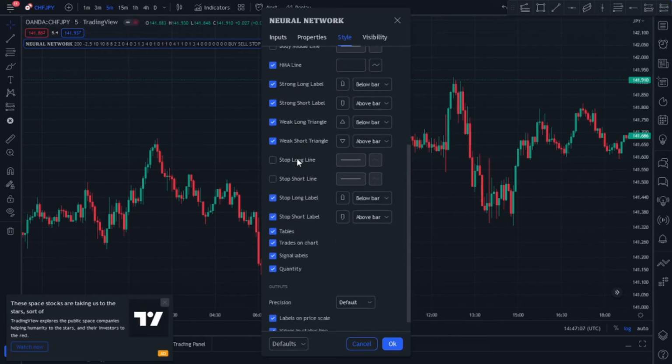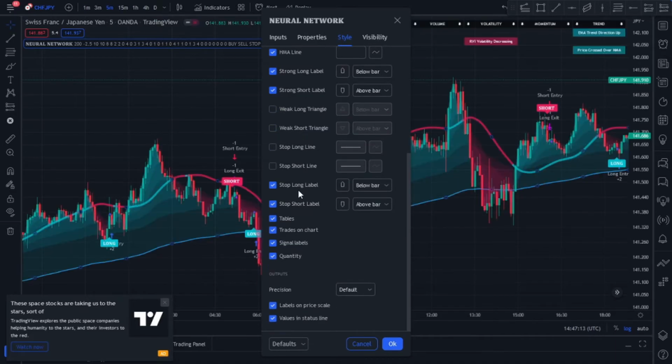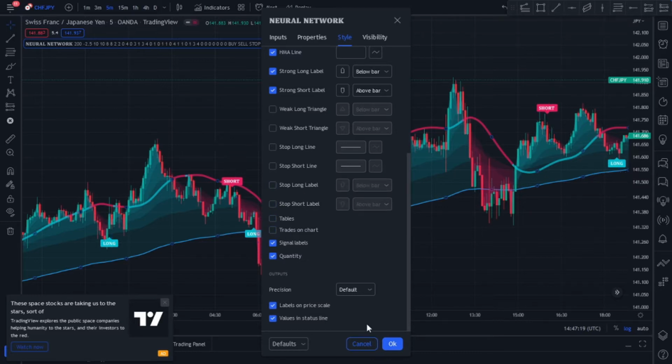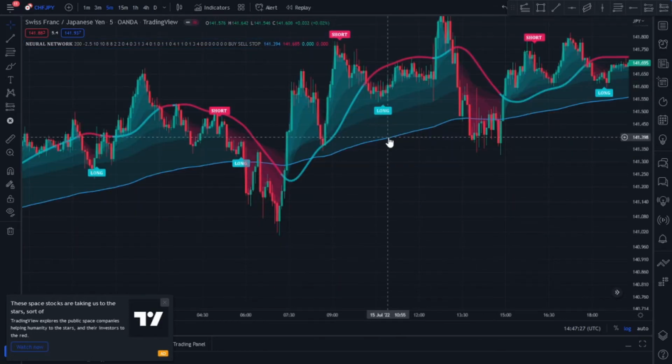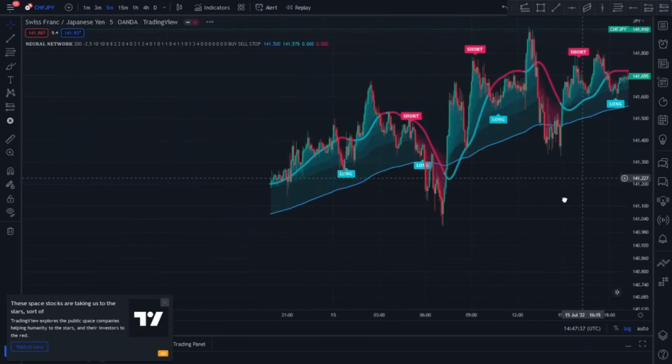Weak long triangle, weak short triangle, stop long label, stop short label, tables, trades on chart. We disable one by one because they are not useful in our strategy. With this, we make the indicator unique and personalized so that it performs better. Well, let's go to the chart and show you how our strategy works.